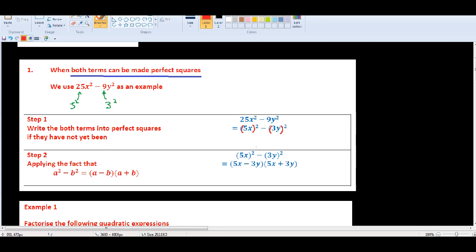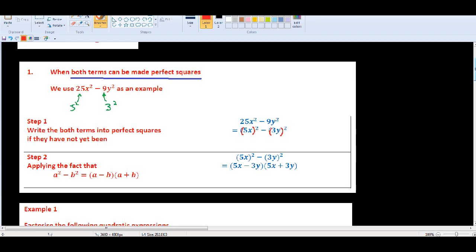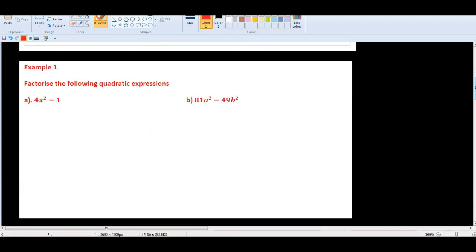That is basically the idea of how you factorize the difference of two squares. The idea is to write the first term and second term both as squares, and then you use the simple fact that a squared minus b squared equals the product of the difference and the sum.